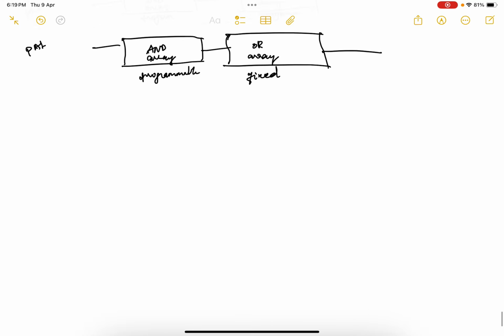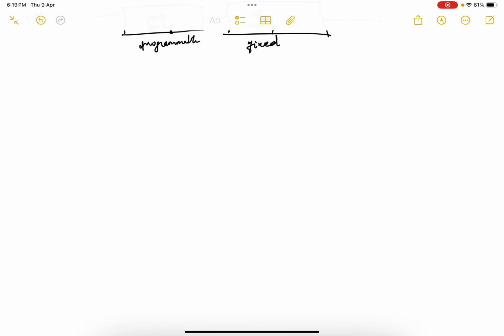Now we want to see how to implement any equation or any circuit using PAL or PLA. Here we are not going to focus on PROM, just on PAL and PLA. If an output expression is given, how will you implement it using PAL and PLA?